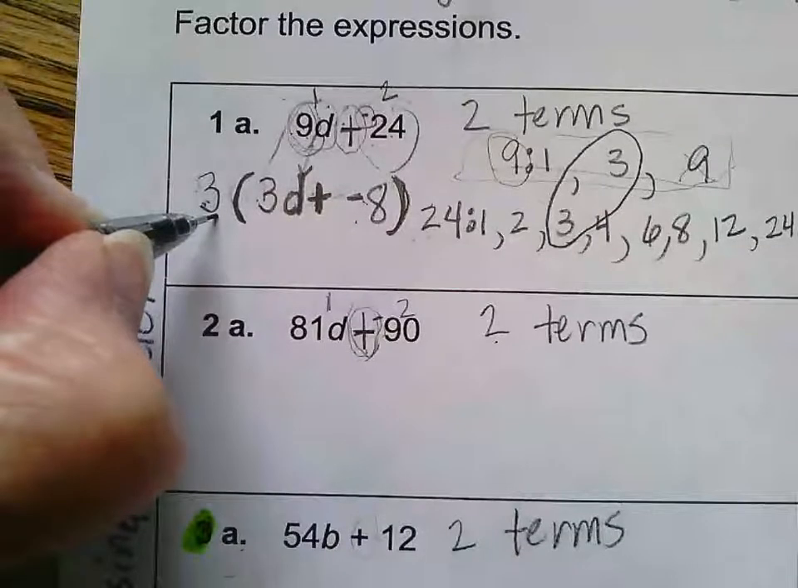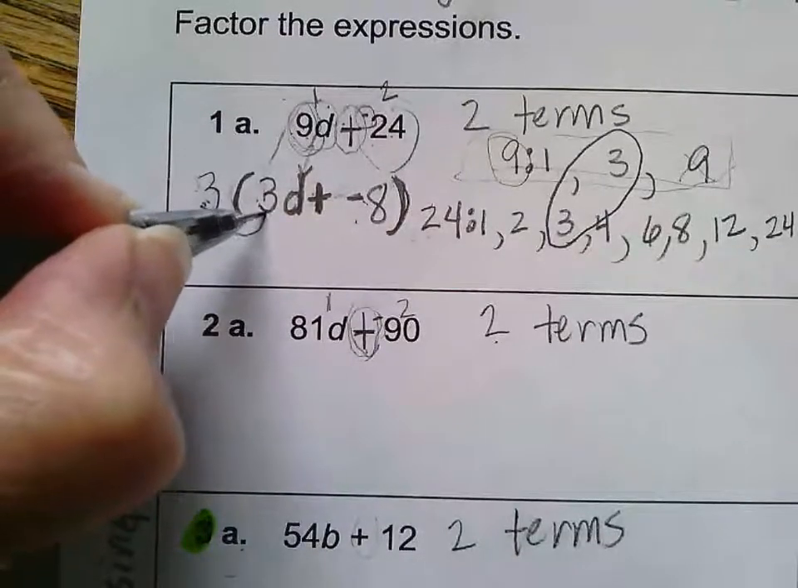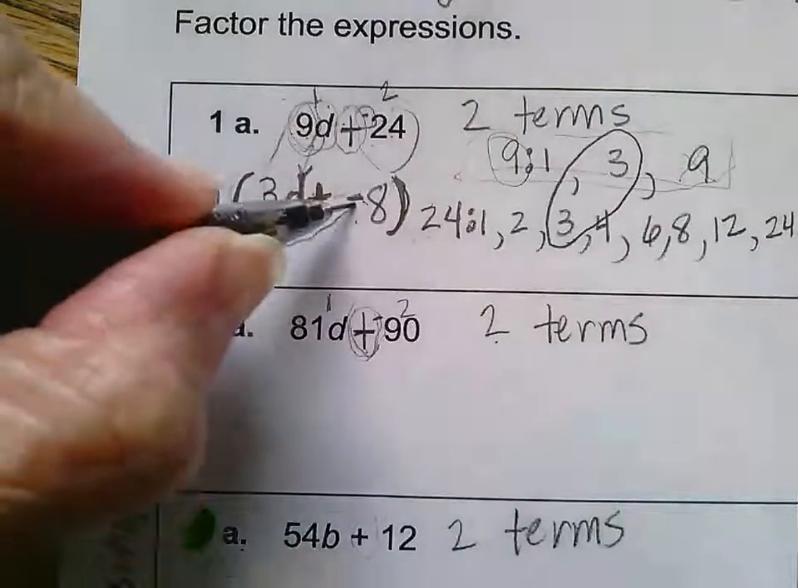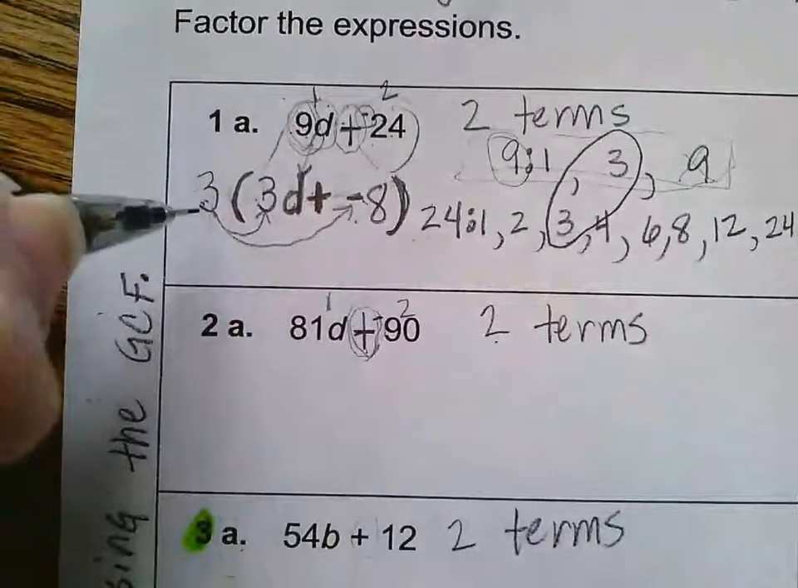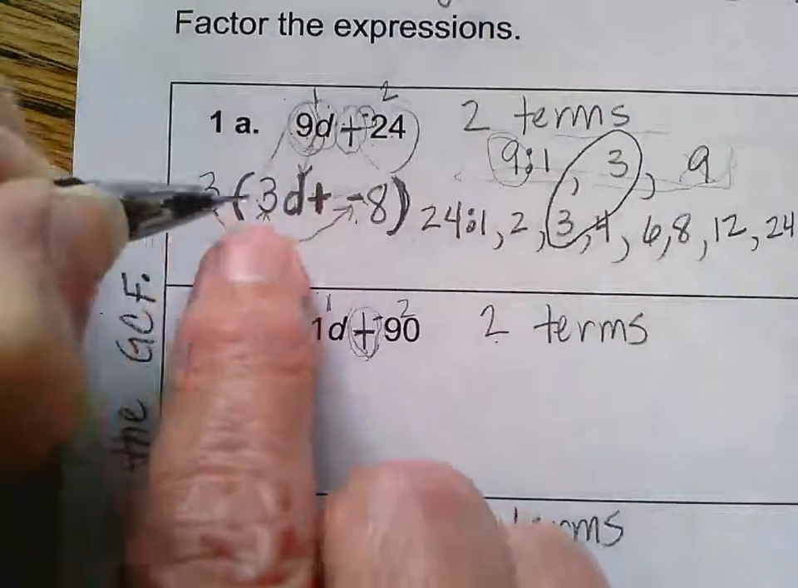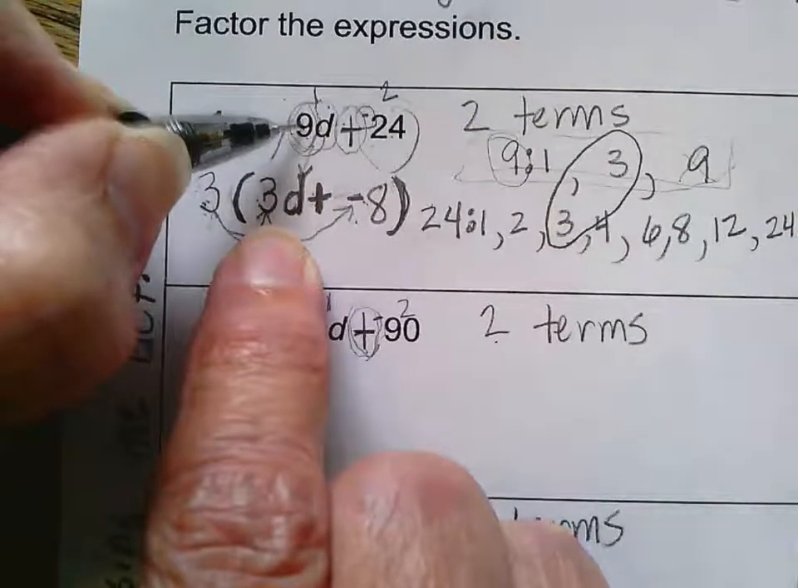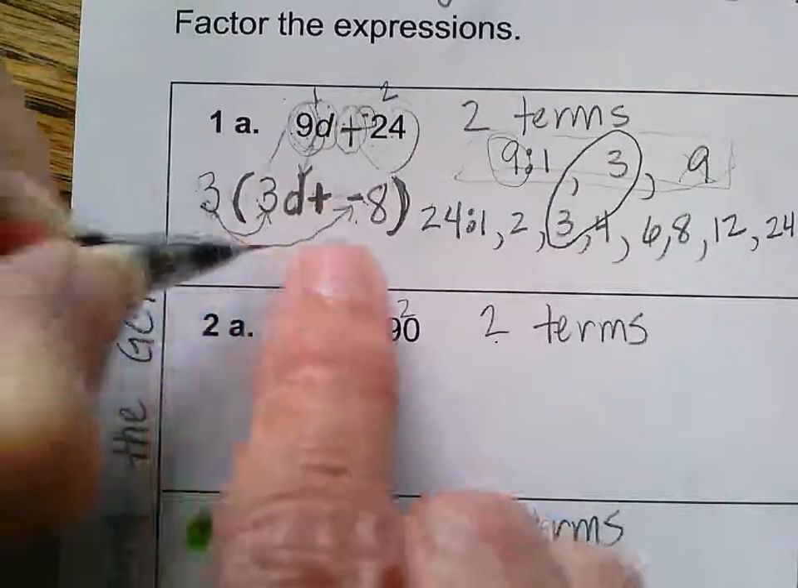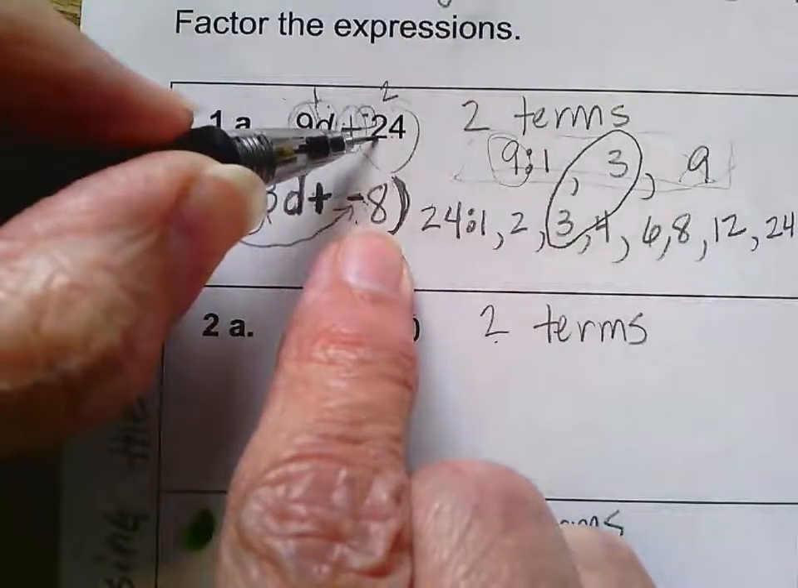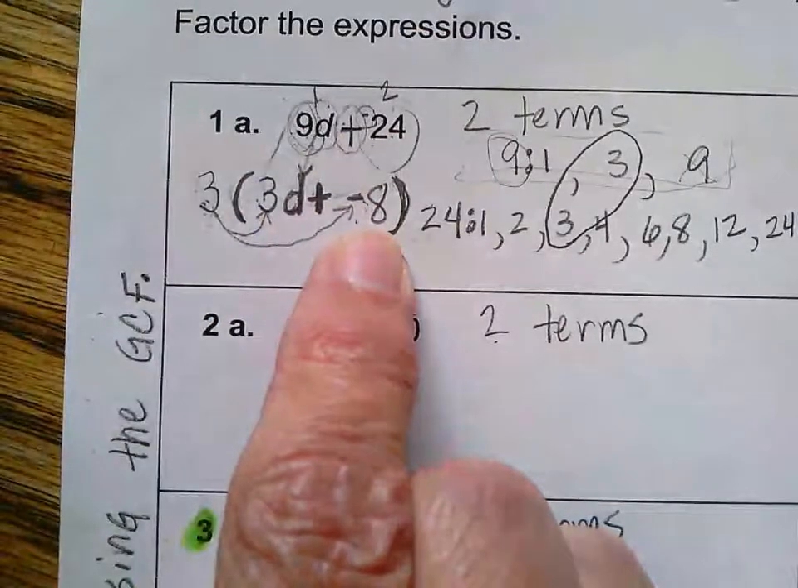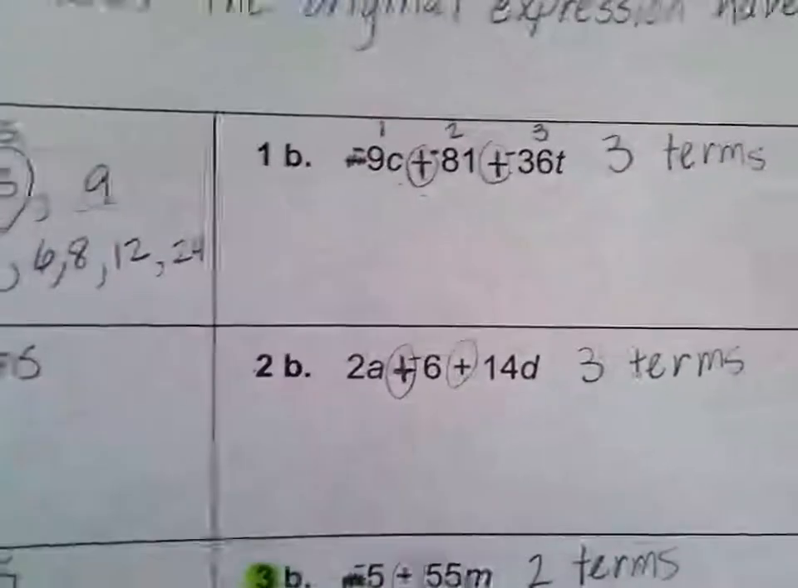And if I'm uncertain of that, I can check it by using the distributive property and asking myself, when I multiply 3 times 3D, do I get 9D? Yes, I do. When I multiply 3 times negative 8, do I get negative 24? Yes, I do. That works.